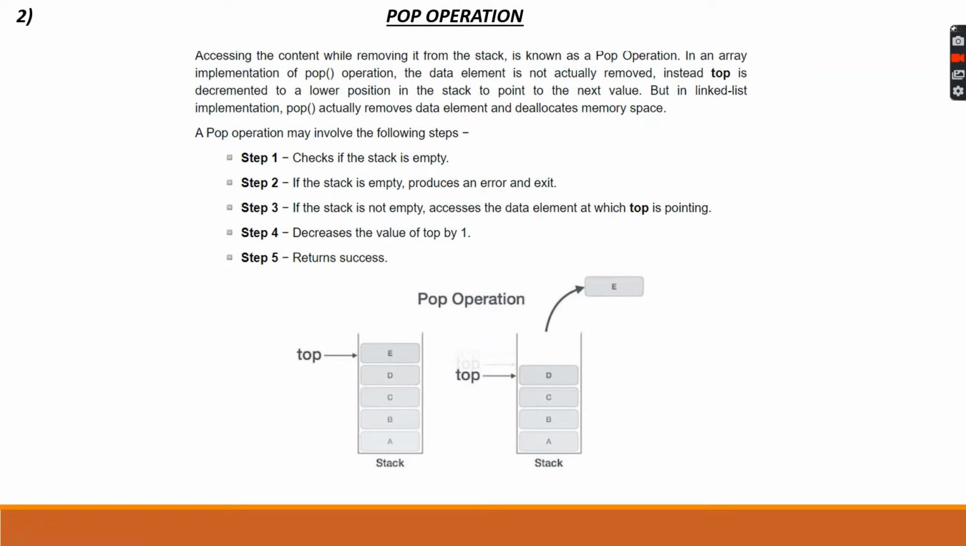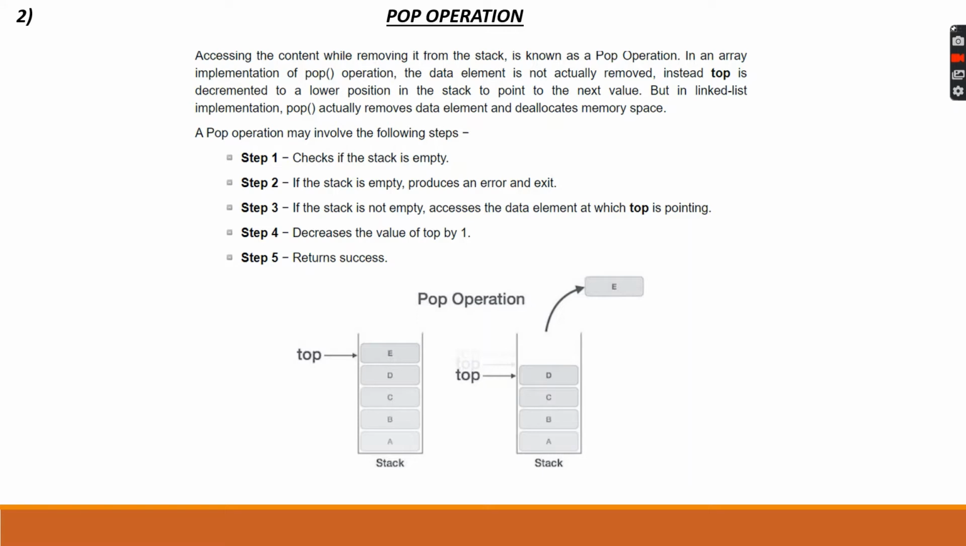Now we will look into the pop operation. Accessing the content while removing it from the stack is known as the pop operation. In an array implementation of the pop operation, the data element is not actually removed. Instead, the top is decremented to its lower position in the stack to point to the next value.